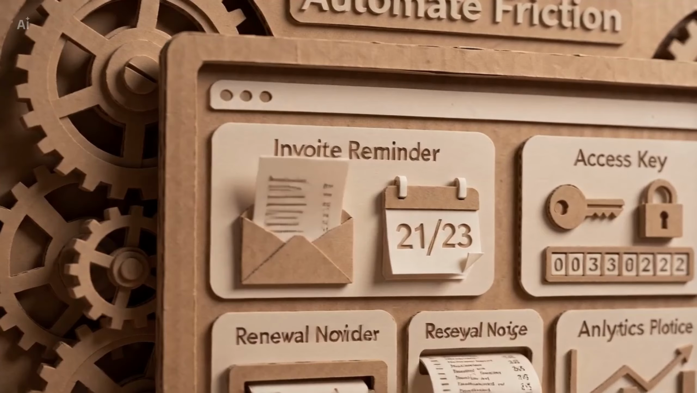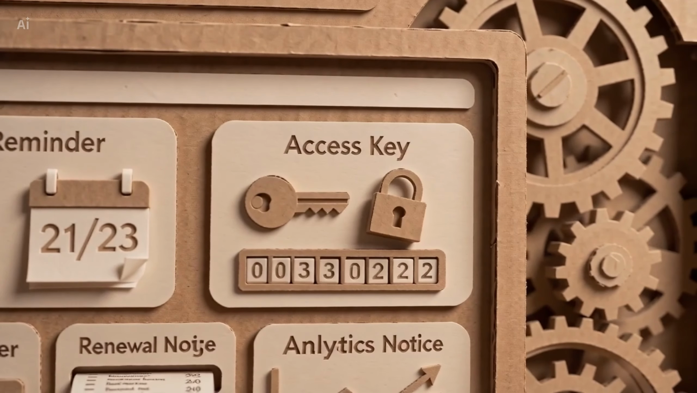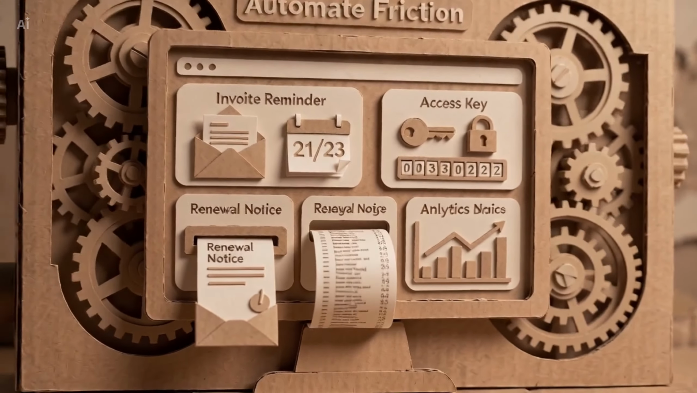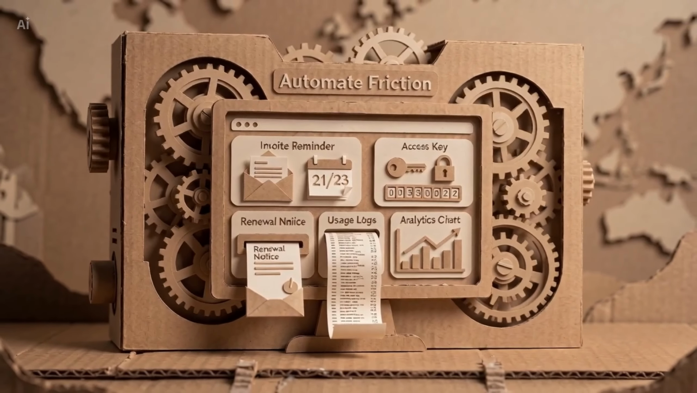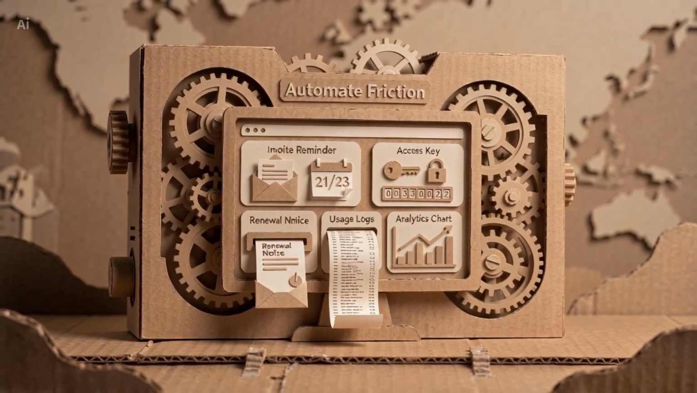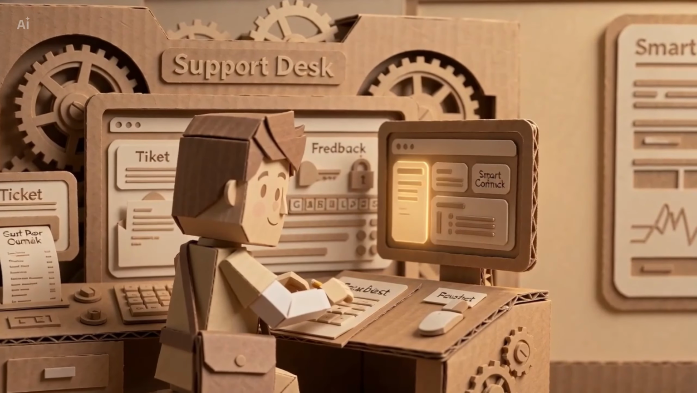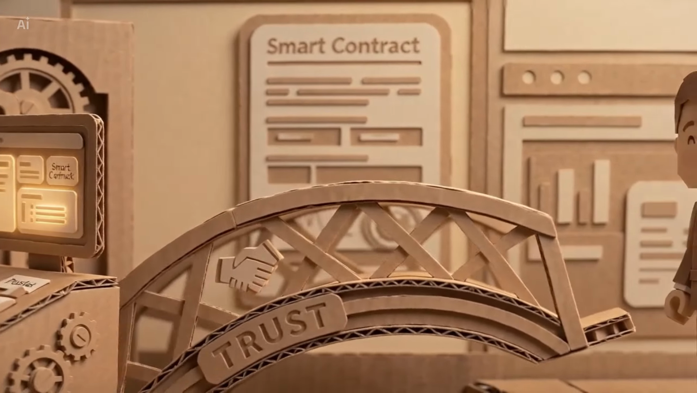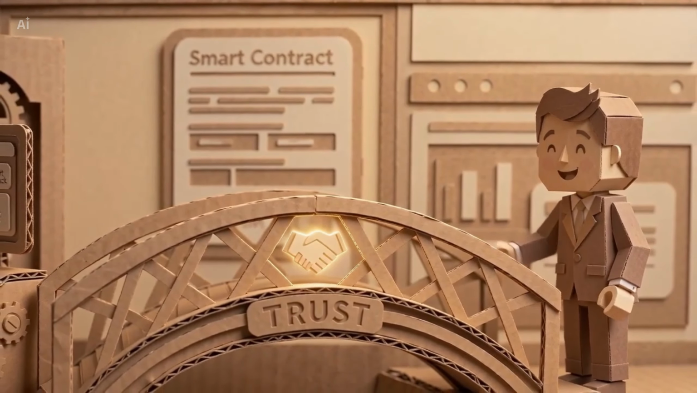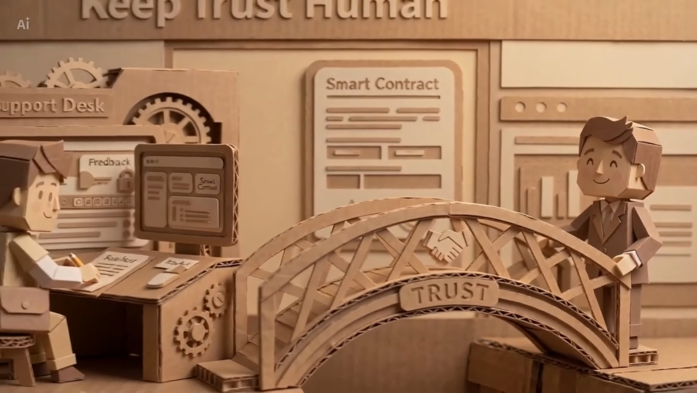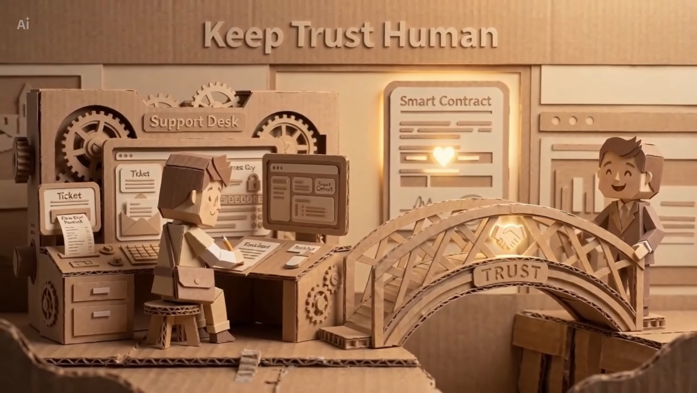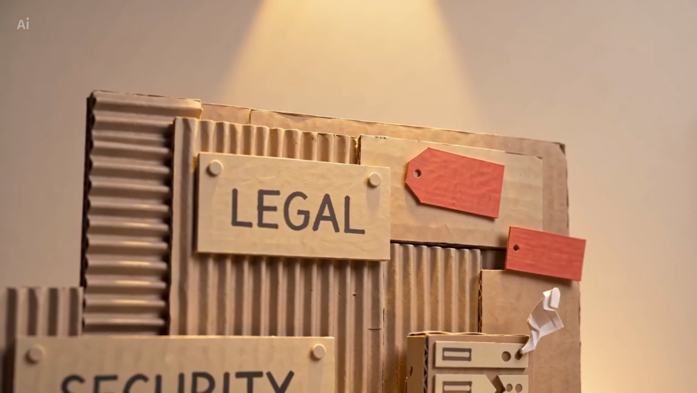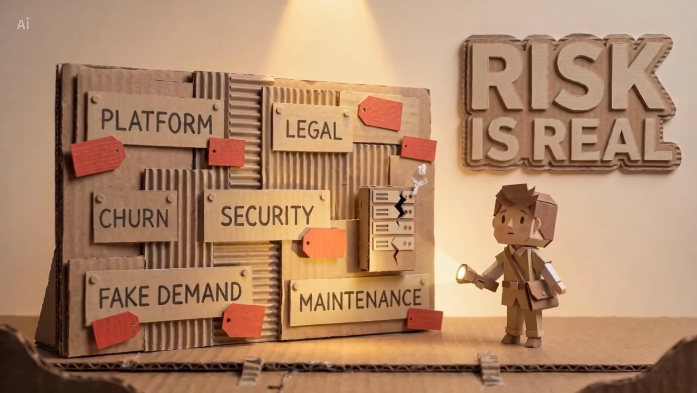Automation can make digital leasing smoother. Payment reminders, access control, renewal notices, analytics dashboards, and usage logs can reduce manual work. Smart contracts may help in some ecosystems, but they do not magically create trust. Customers still care about reliability, support, clarity, and results. Automation should remove friction, not hide responsibility. If the customer feels abandoned, your system is not passive. It is just neglected.